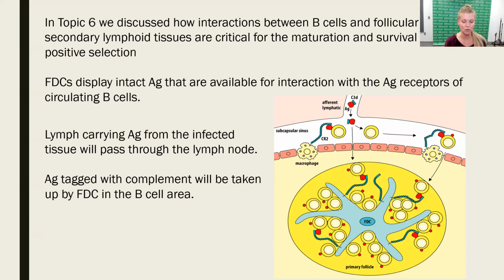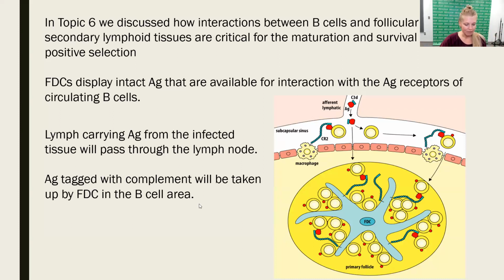Follicular dendritic cells will pick up the antigen and hold it, and lots of times that antigen is going to have complement on it, because during the innate immune response, complement was activated either by way of the alternative pathway or the lectin binding pathway. Those follicular dendritic cells will recognize the complement and grab that antigen, and then hold that antigen in the B cell area of the lymph node.